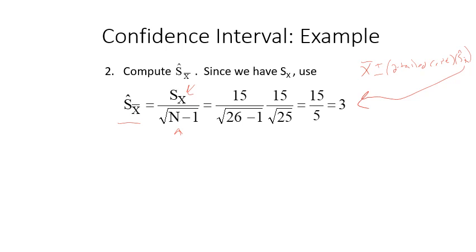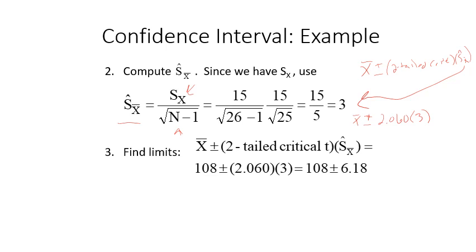So it's going to be the mean plus and minus, and if you remember, our two-tailed critical t from the previous slide was 2.060, and that is going to be multiplied by 3. Our mean in this case was 108. So it's going to be 108 plus and minus 2.060 times 3.